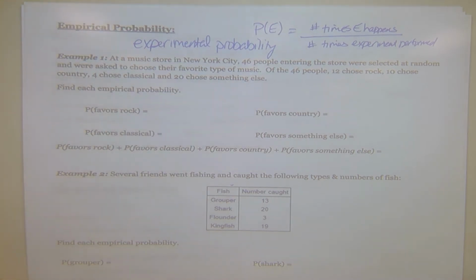All right, example 1. We're at a music store in New York City. 46 people come into the store and they're selected at random, asked to choose their favorite type of music.